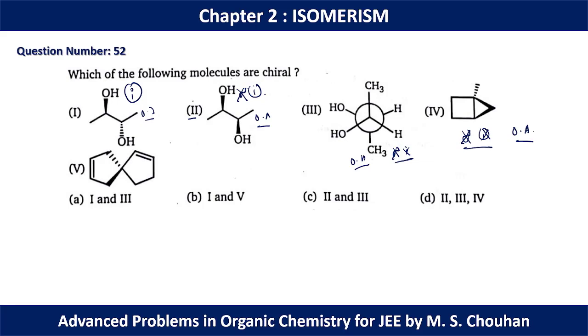So already we have 2 optically active, 3 optically active, 4 optically active. In 5 we have sigma symmetry present. If we take this as a plane, we can divide this molecule into two halves. So this is a sigma plane of symmetry, which makes the fifth molecule optically inactive. So 2, 3, 4 are optically active. So for question number 52, option D should be the correct option.